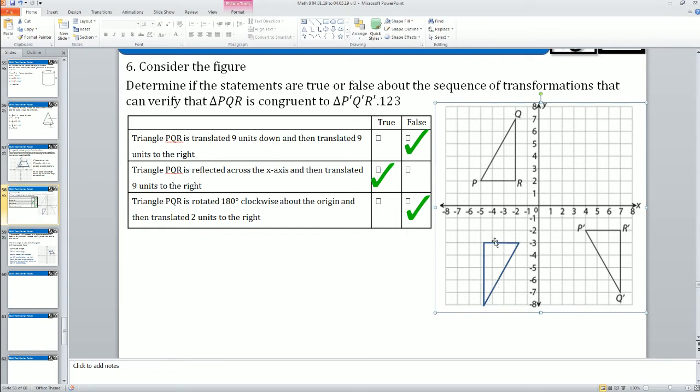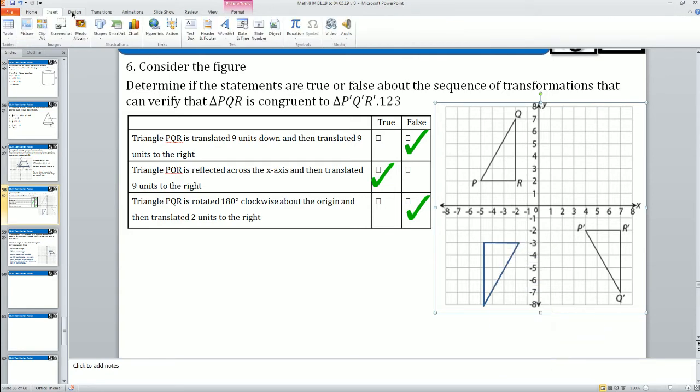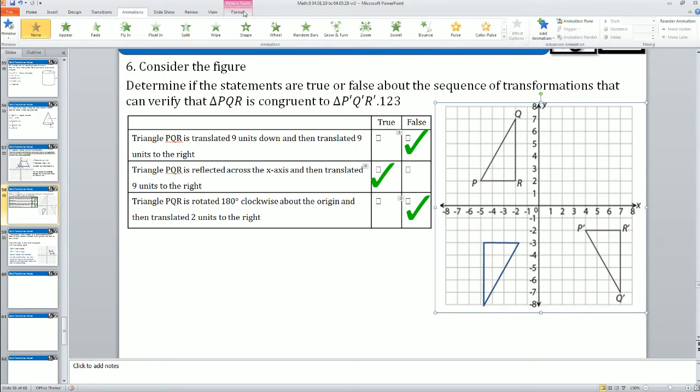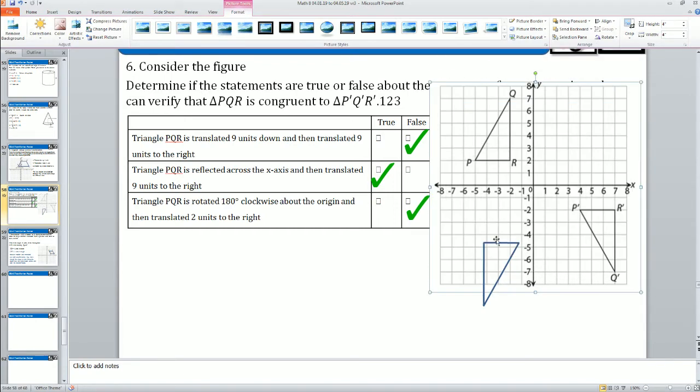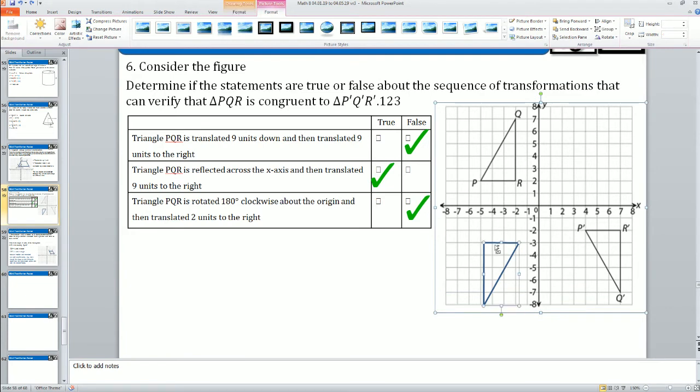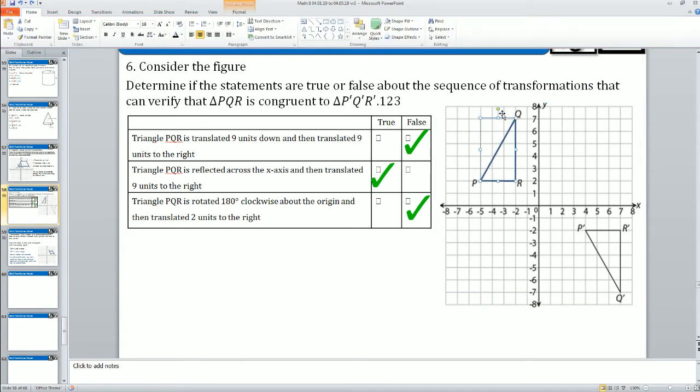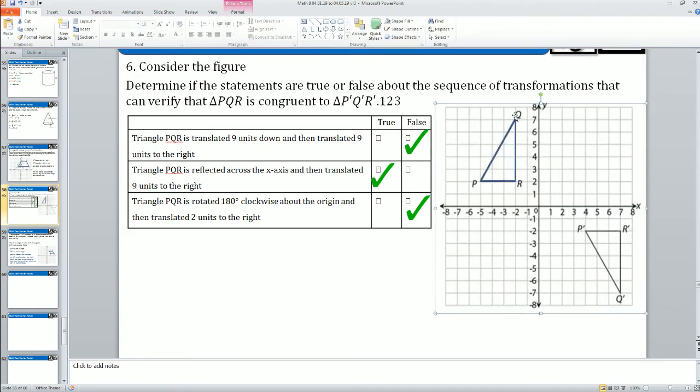Hold on, this should be. I need to flip this. I have to flip this somehow. It's not right. Give me a second. Let's see if I could flip it. No. I gotta flip this because it's like here, then it flips. It looks like this when it flips.